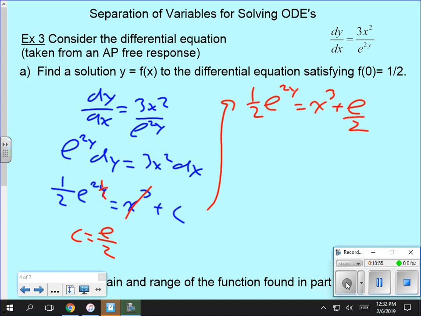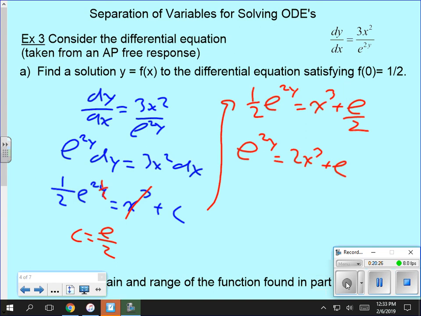A lot of you got to here just fine. Now solving for y, you want to take the natural log of both sides. But before you do that, you want e to the 2y by itself first. Get rid of the 1/2 in front. Multiply everything times 2. E to the 2y equals 2x cubed plus e.